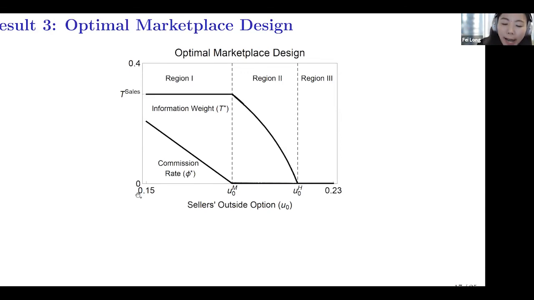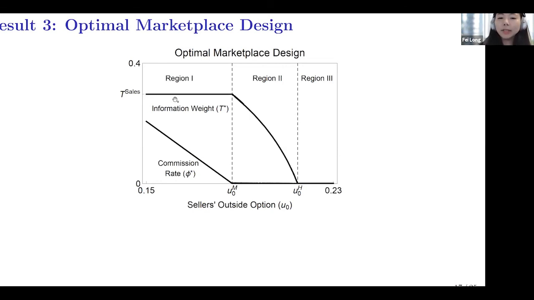As it's getting more challenging to attract sellers, the platform first reduces the commission rate. Only if the commission rate is 0, and there's no way to reduce it further, will they start to reduce the information weight. So there are two levers, but the platform prefers to reduce the commission rate over reducing the information weight. And why is that? Think about it this way.